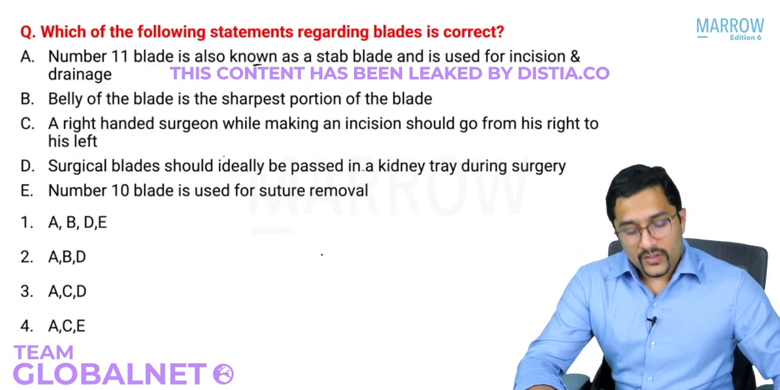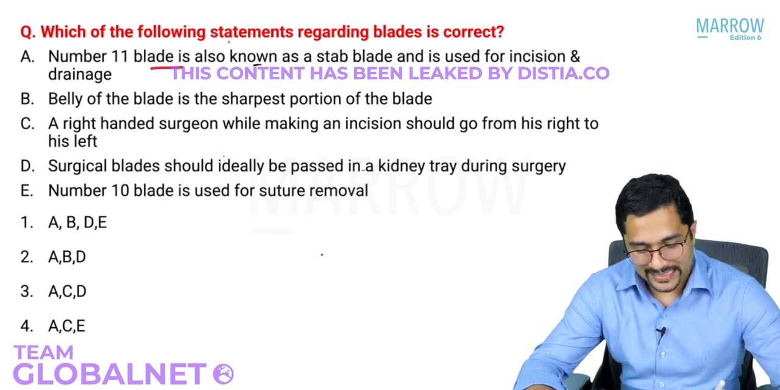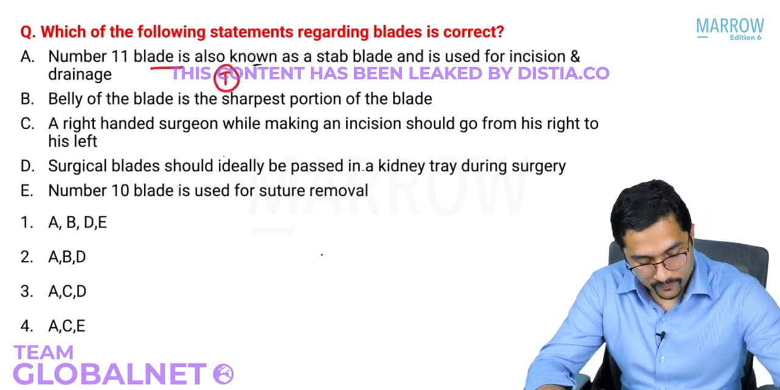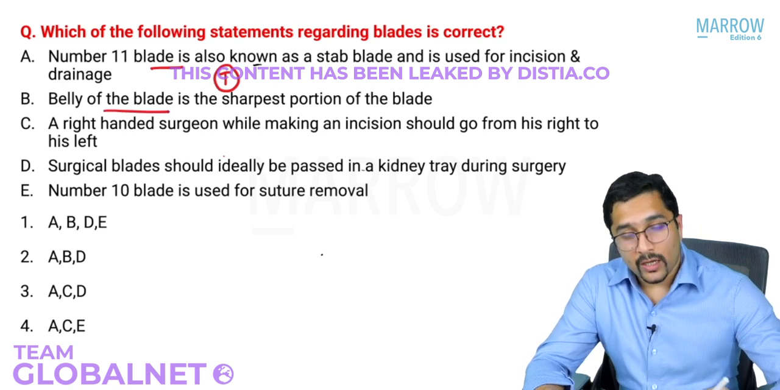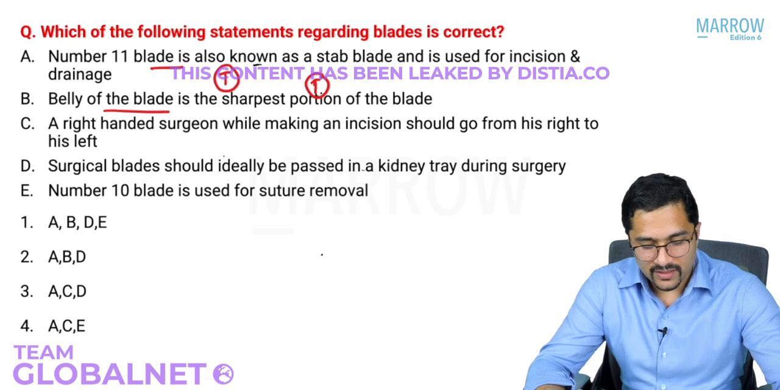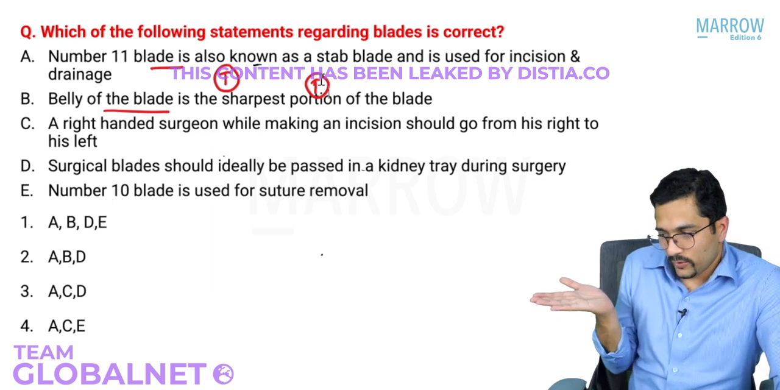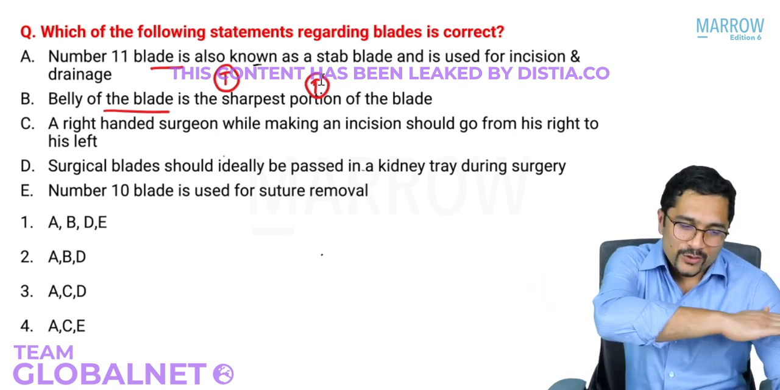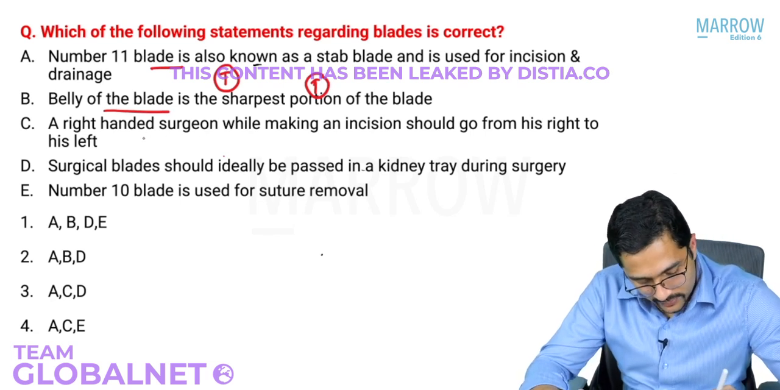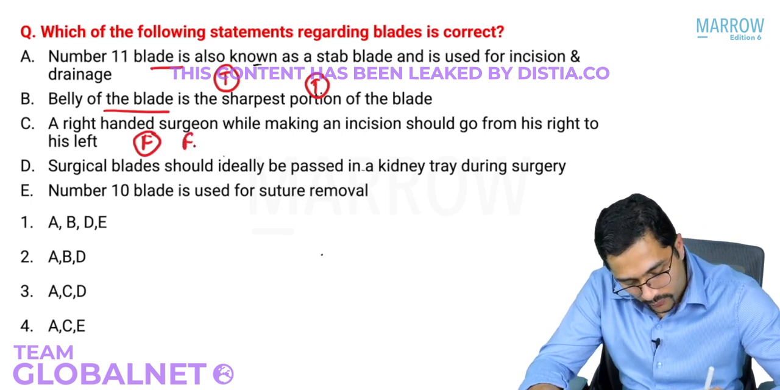So, true and false regarding surgical blades. Number 11 blade is known as a stab blade and is used for incision and drainage. This is true. Belly of the blade is the sharpest portion of the blade. This is also true. A right-handed surgeon, while making an incision, should go from his right to his left. I told you this will be very awkward. So you always go from opposite to same side. So the right-handed surgeon should go from left to right. This is false. Or should go from far to near.